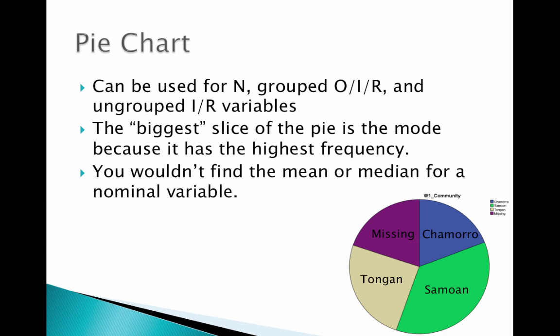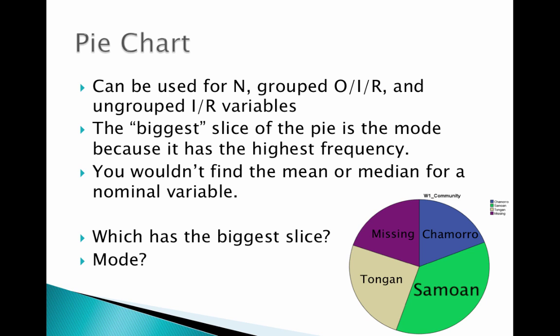Even more so, looking at this variable here, community, would it make sense for us to calculate a median or a mean for this variable? It wouldn't. How would you make sense of a mean community or a median community? It doesn't make sense. What's the most common community that people identify with? That makes sense. The mode. So if we're looking here, which one has the biggest slice? Samoan. So then, which one's the mode? Samoan.